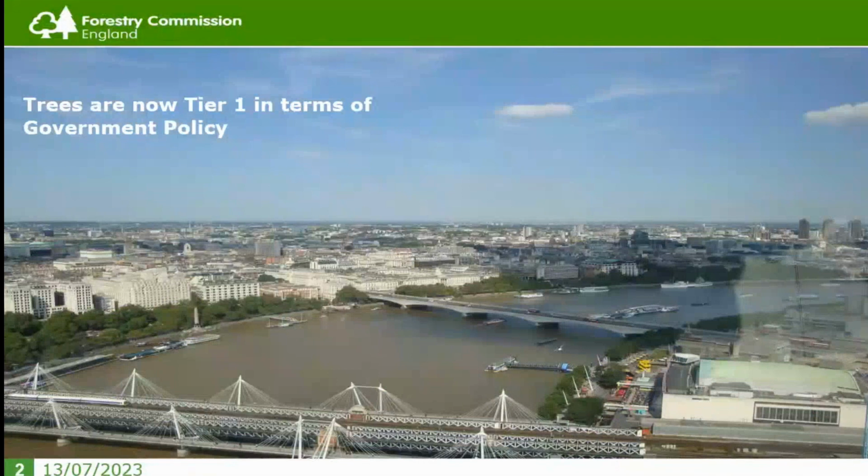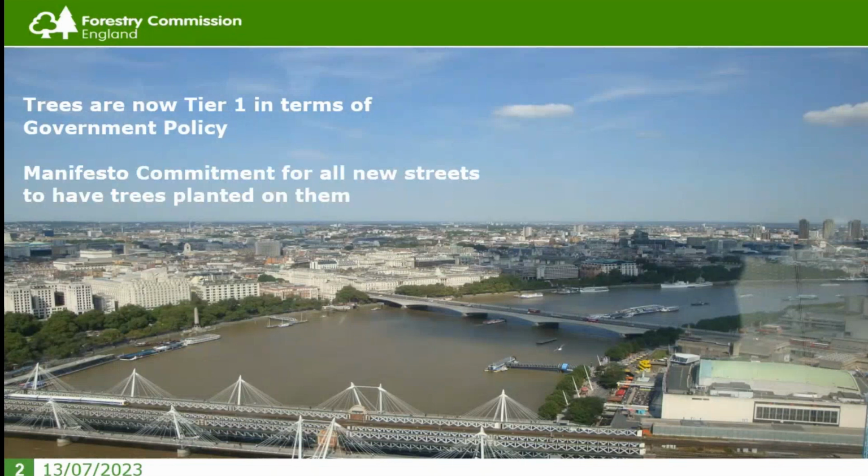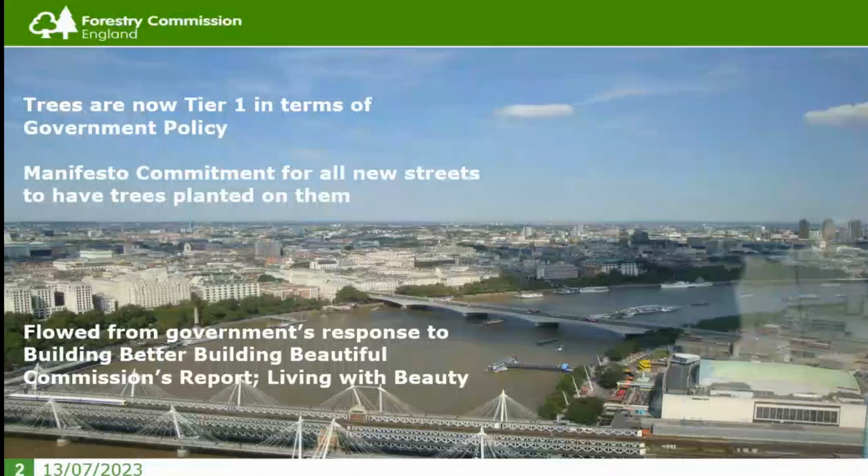Well, thank you very much for that, Jane. Trees are now tier 1 in terms of government policy, and that's really come from the manifesto commitment for all new streets to have trees planted on, but also the net zero commitments in terms of tree planting more widely. And the manifesto commitment for new trees on streets has flowed from the government's response to the Building Better, Building Beautiful Commission's report, Living with Beauty. Some of you may be familiar with that.